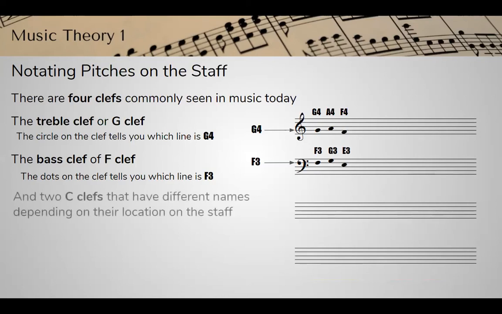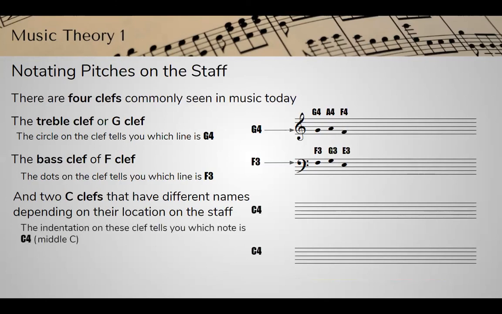Then there are two other clefs that we call C clefs that look the same, but they have different names depending on their location on the staff. The indentation on these clefs tells you where the note C4 is, also known as middle C. The first one is the alto clef. So shout out to the viola gang out there. If it's on the middle line, we call it alto clef, and that tells us where middle C is. The other one that looks just like it is called the tenor clef.